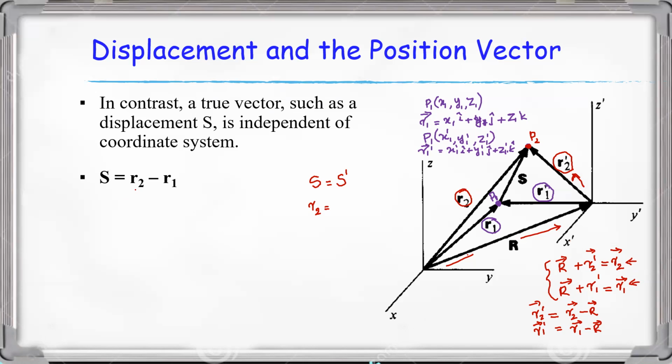Okay, look at here. In the position of R2, we replace it by R2 dash plus R, and in the position of R1, we replace it by R1 dash plus R. Then this R plus R and this R must be cancelled. That is capital R minus capital R, then that cancels. Then what we get? R2 dash minus R1 dash. So S is equal to R2 minus R1, that is also equal to R2 dash minus R1 dash. So the displacement is independent of the coordinate system.